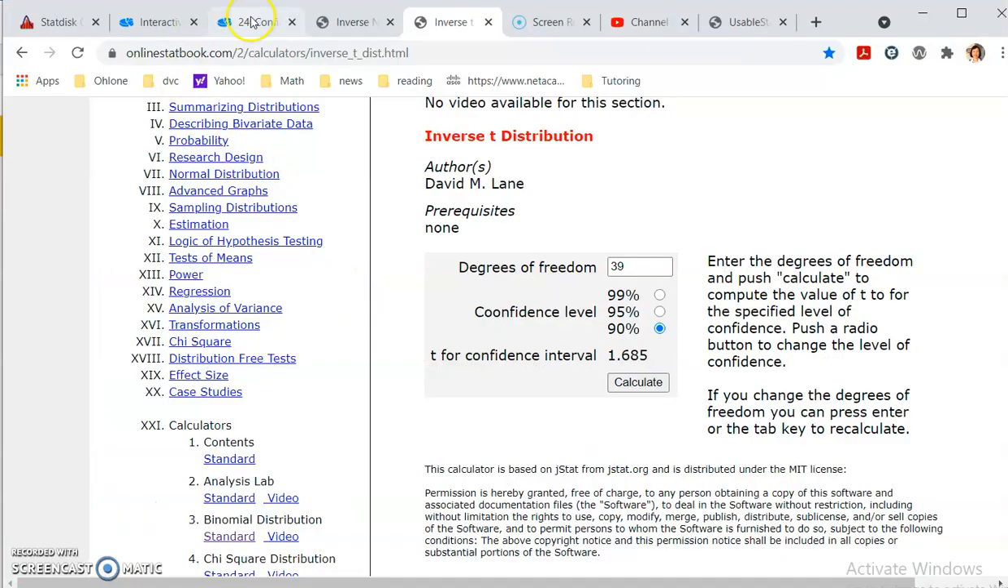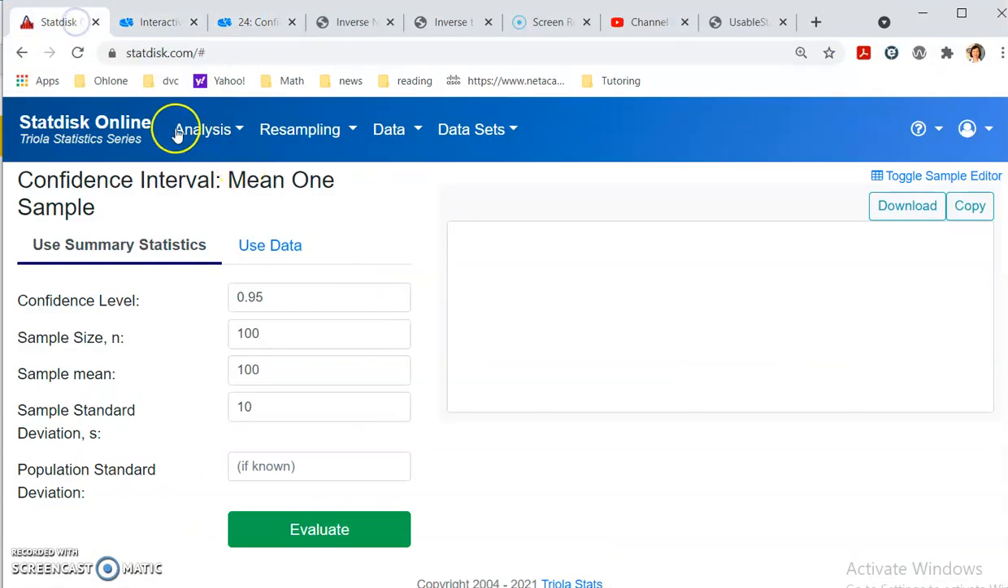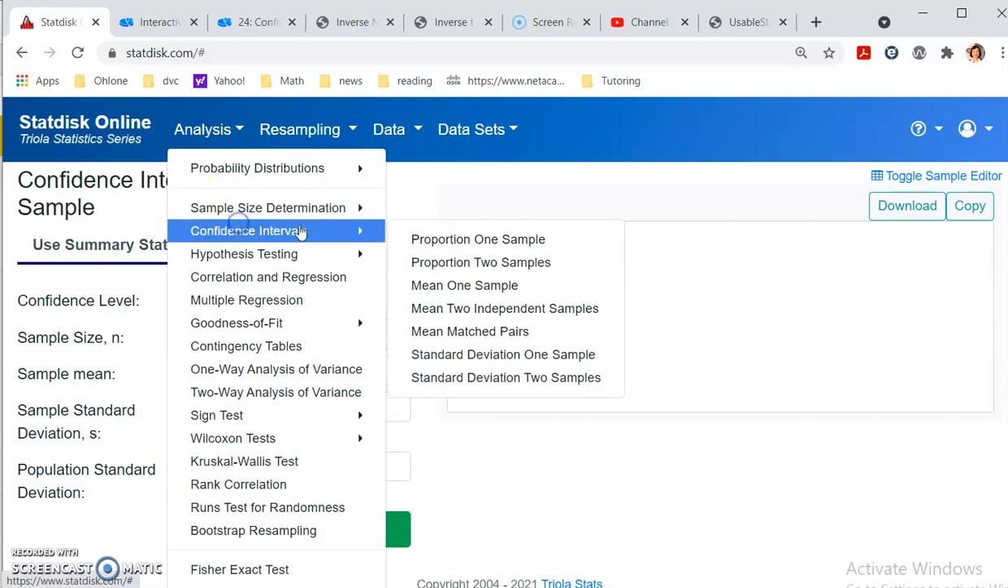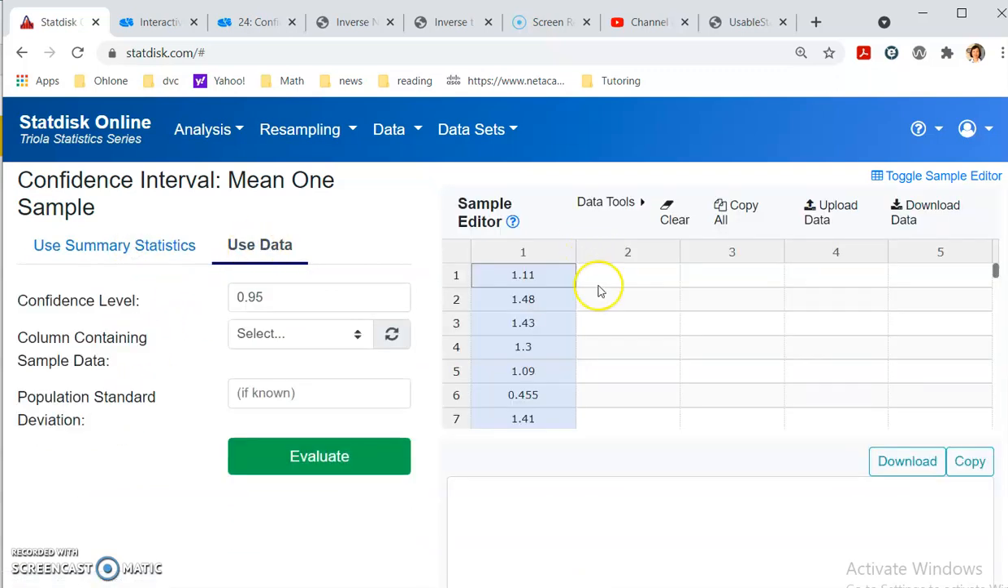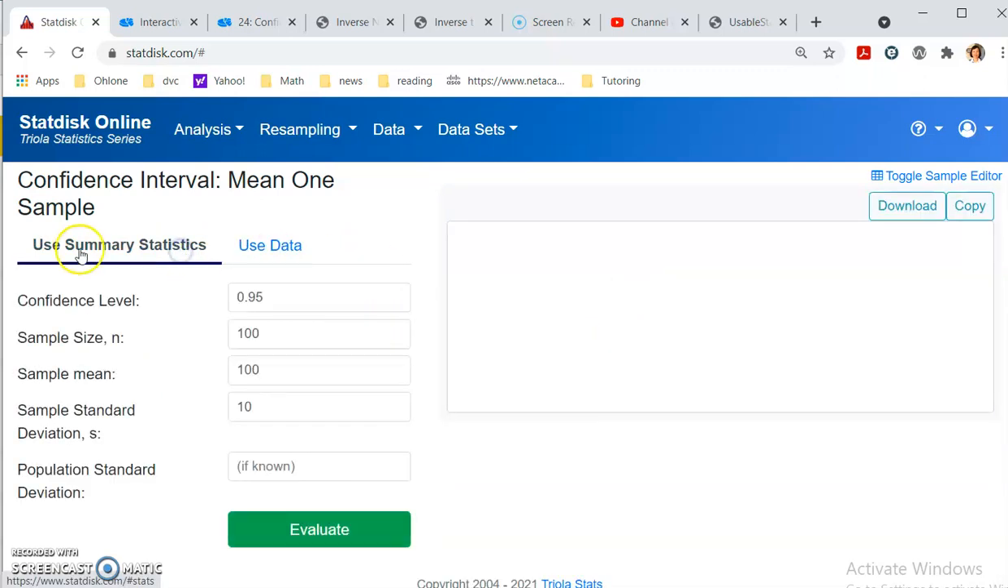So to show you how it looks like, this is still the same confidence interval, mean one sample. You would click either summary statistics if you have these numbers, or you say use data. But your data must be in a vertical column. So use summary statistics, you have to provide this, but you do not put population standard deviation, because population standard deviation is for Z. So if you put this, then they would not use T. Okay.